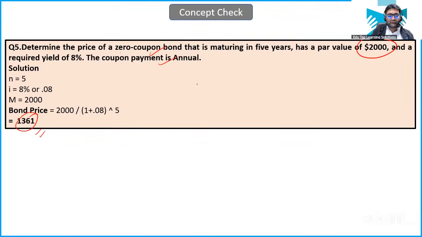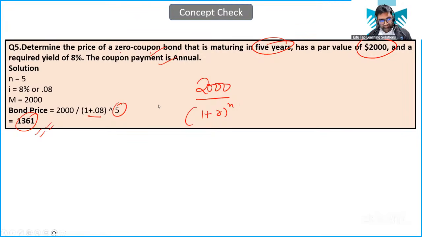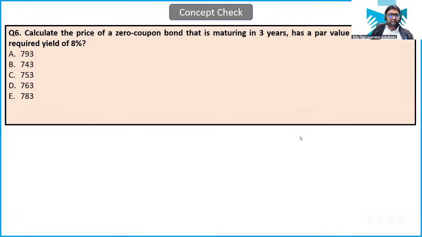Simply maturity value 2000 divided by 1 plus r whole to the power of n. The time period over here is 5 years. R is 8%, so 1 plus 0.08 to the power of 5. 1361 is something that you get. Okay, is that clear? So I think the point for this goes to Nilesh. Very good, Nilesh. Now moving ahead, this one. Please tell me quickly what will be the answer for this.